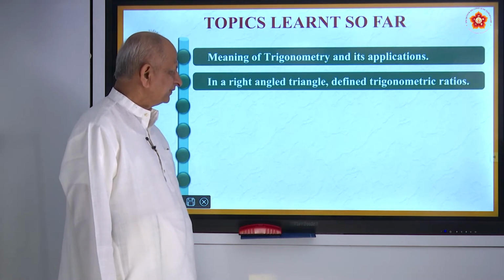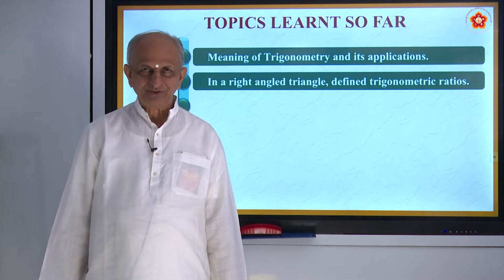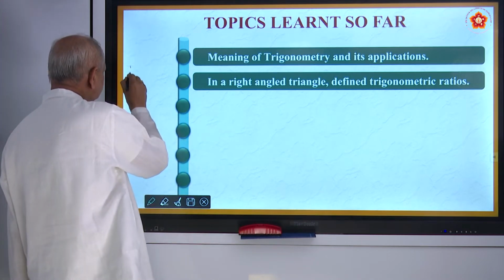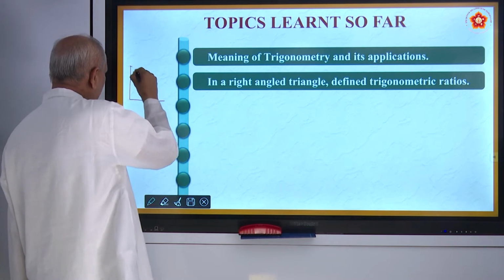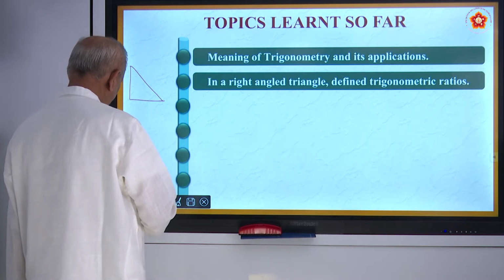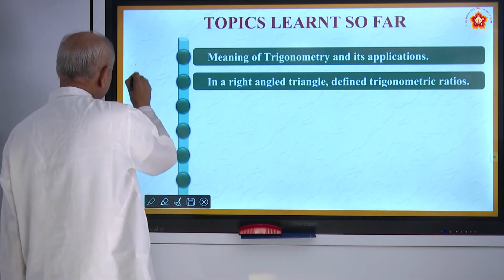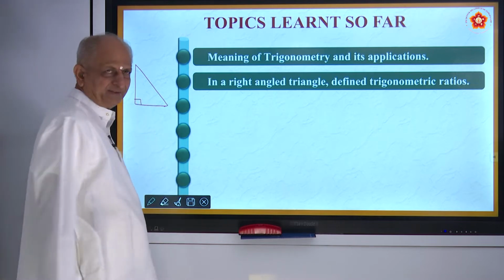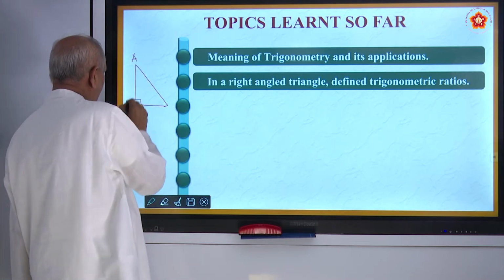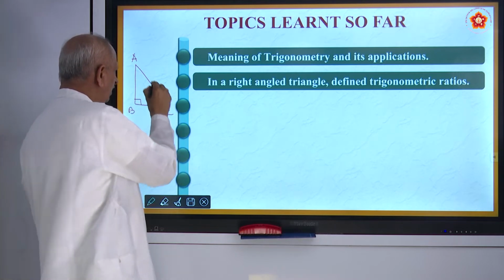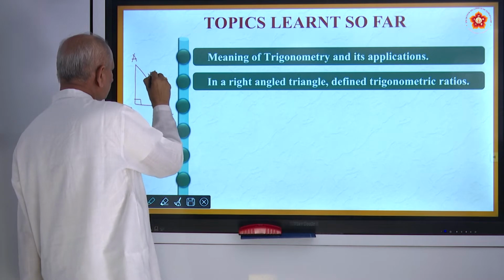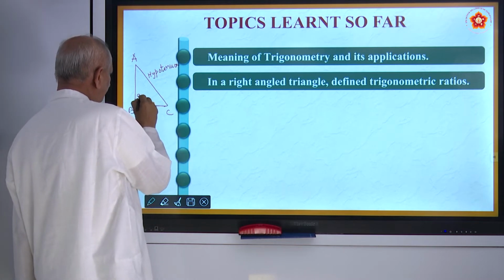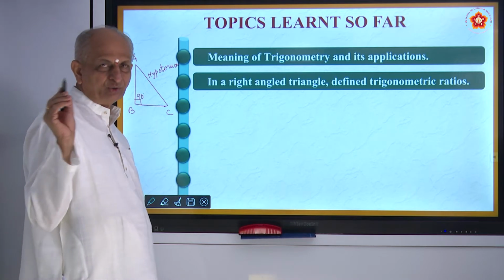And here, all these trigonometric ratios come under the right angle triangle. We take a right angle triangle. As you know, every right angle triangle has some special properties. One of the properties is that one angle will be 90 degrees. And which is the longest side? Longest side is called hypotenuse. And biggest angle is 90 degrees. And other two angles will be acute angles.